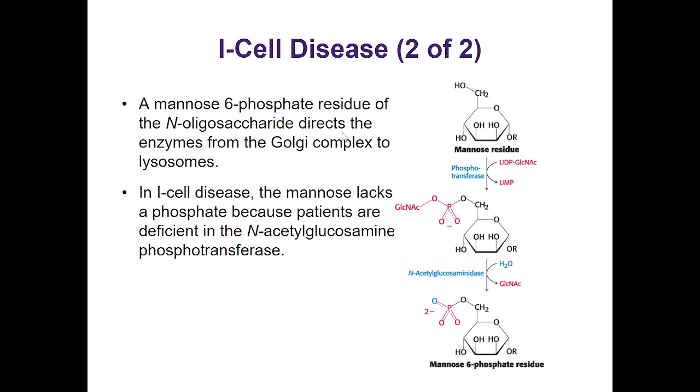Again, this is the mannose-6-phosphate residue right here on your N-oligosaccharide. This directs the enzyme from the Golgi complex to the lysosomes. In I-cell disease, the mannose lacks a phosphate because patients are deficient in the N-acetylglucosamine phosphotransferase. And so this right here is lacking a phosphate. Can you see that okay? Yep. Instead of UDP, we will not attach that phosphate.